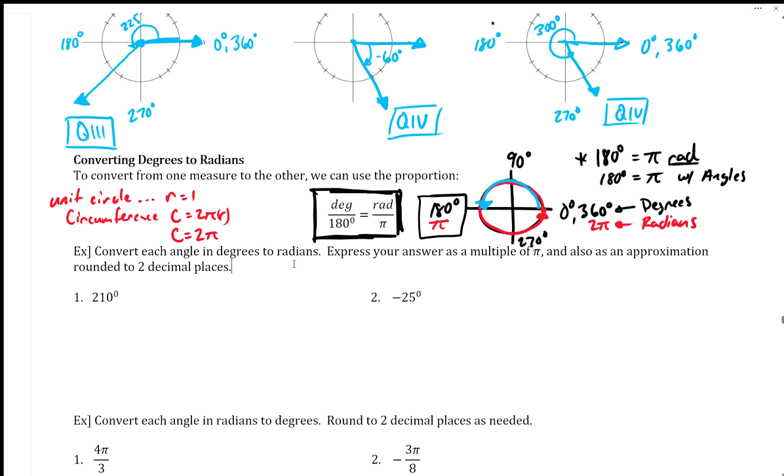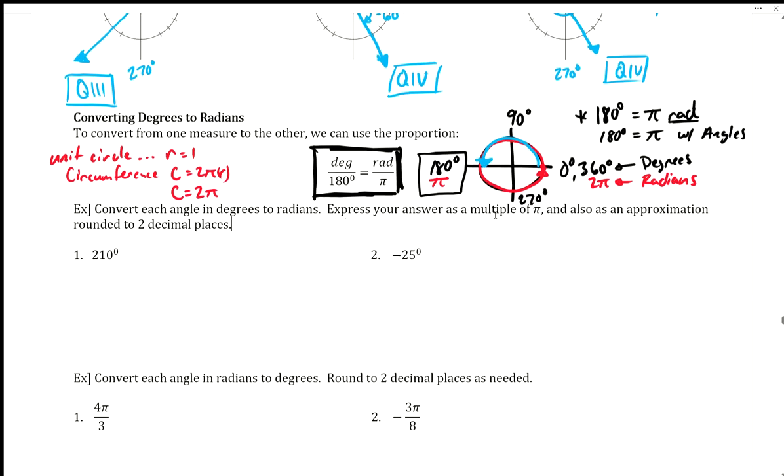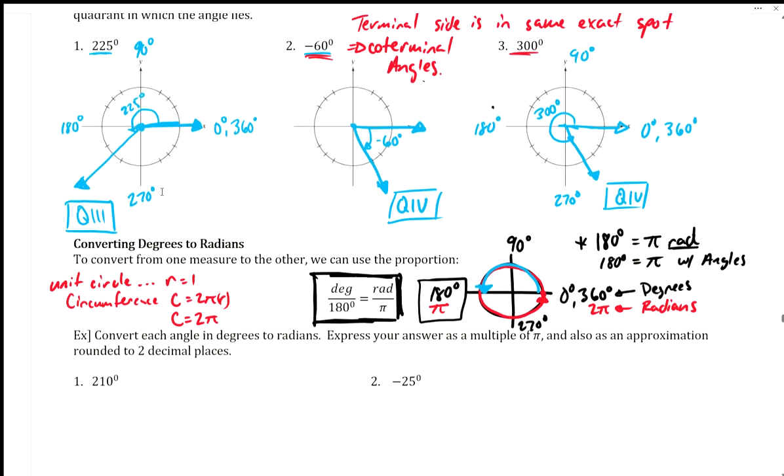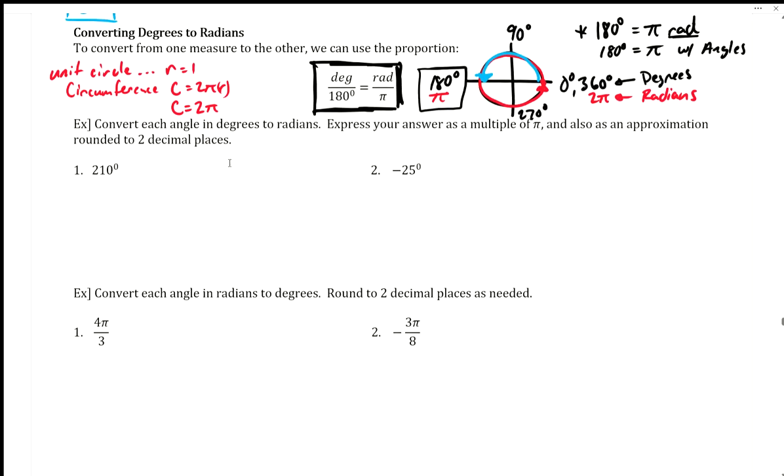All right, so let's convert these. Convert each angle in degrees to radians, and then we'll express our answer in multiples of pi, and then we'll also round. Maybe we won't round. We'll leave it in terms of pi. Let me move that over. Okay, so this is in degrees. Whenever they have the little degree symbol, this is telling us we're in degrees. Notice the question below would be in radians because there's no degree symbol.